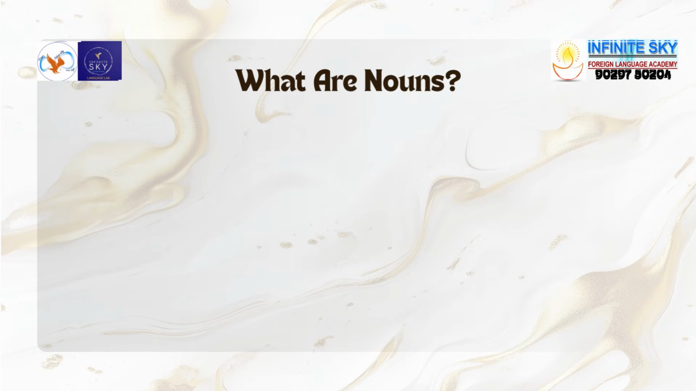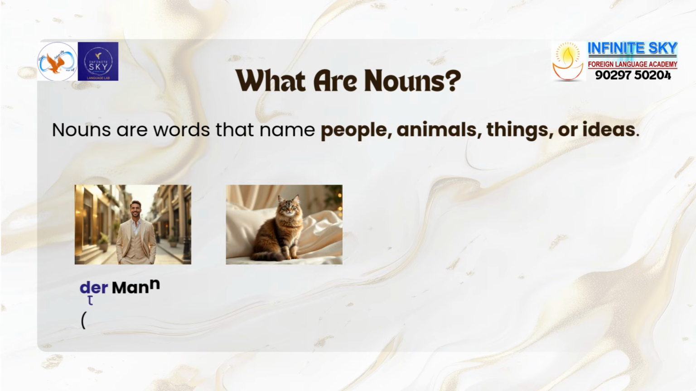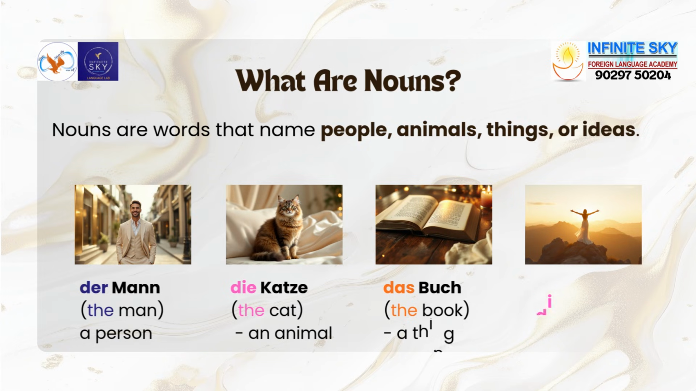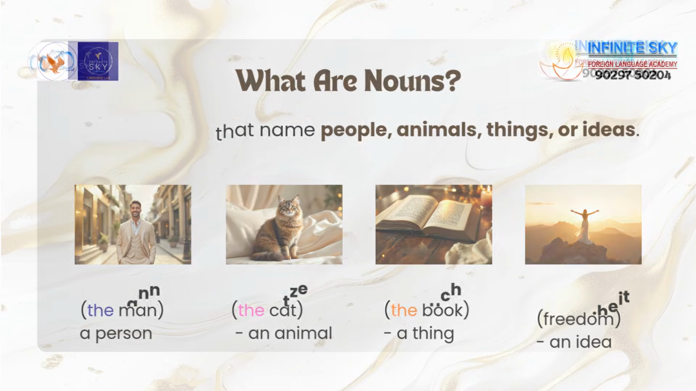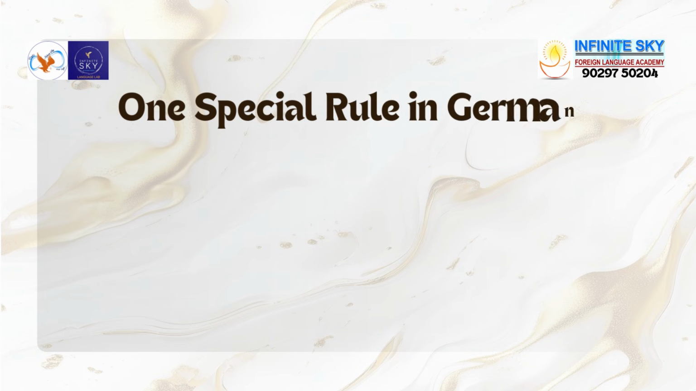Nouns are words that name people, animals, things or ideas. Let's look at some examples. Der Mann, the man; die Katze, the cat; das Buch, the book; and die Freiheit, freedom. German also uses nouns like English, but with one important difference: in German, all nouns always start with a capital letter.